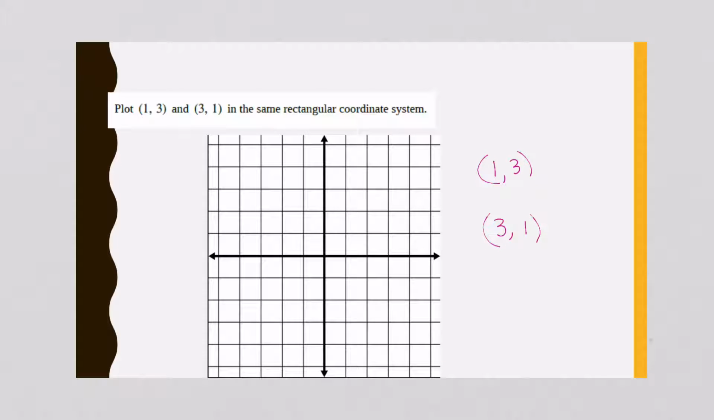So 1, 3 means you go right 1. Because it's positive 1, you're going to go right. Your left is your negatives. And because that's a positive 3, we're going to go up 3. So right 1 and up 3 is right here. And typically we'll label them with some sort of alphabet, so we'll call that one letter A. You don't have to do that. You could just write next to it 1, 3, that's fine. But it's just so much cleaner if you use a letter of the alphabet. So the next one, we're going to call it the letter B. And this means right 3 and up 1. So 1, 2, 3, up 1, and it is right here.